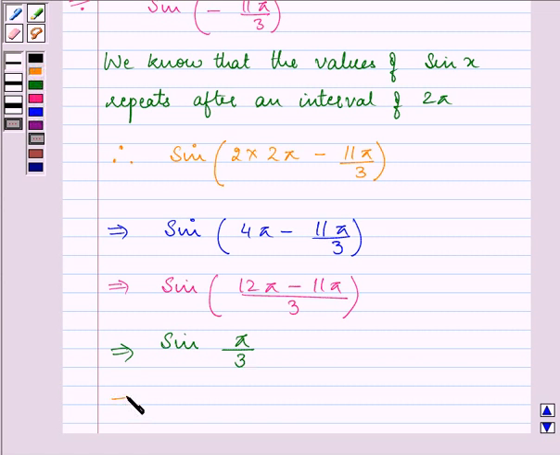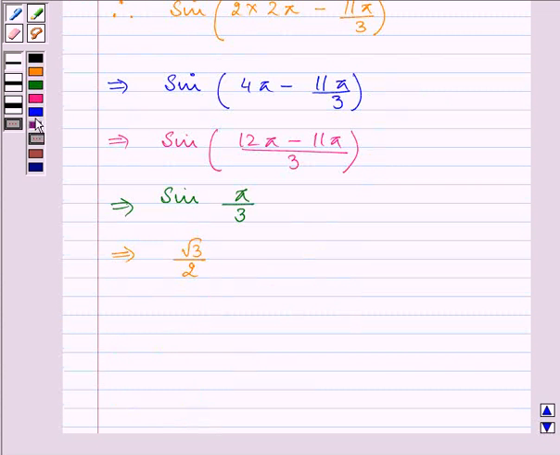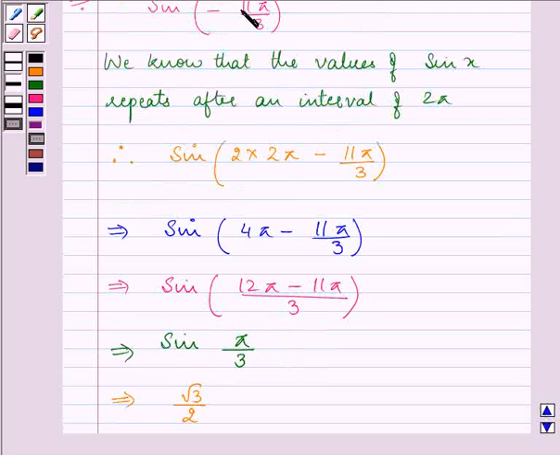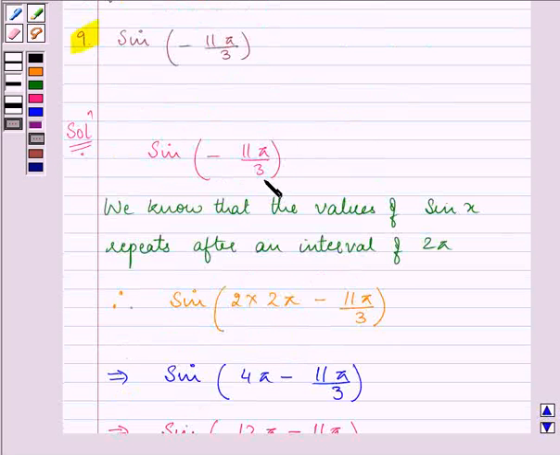knowledge, comes out to be √3/2. So, the answer is √3/2, that is the value of sine minus 11 pi by 3.